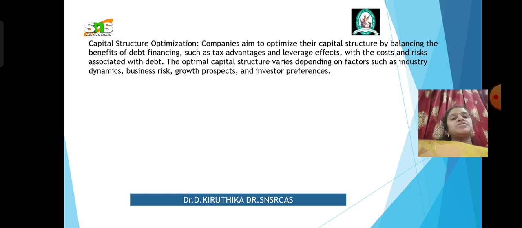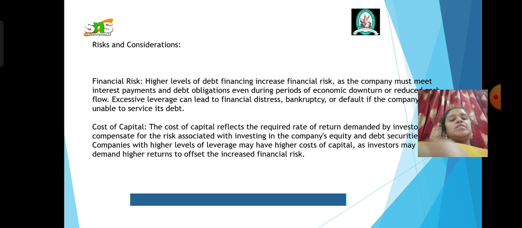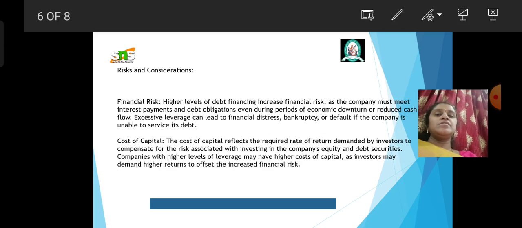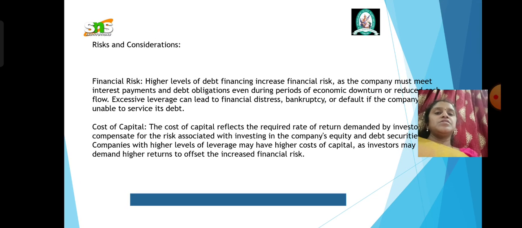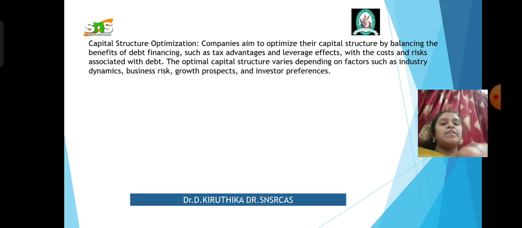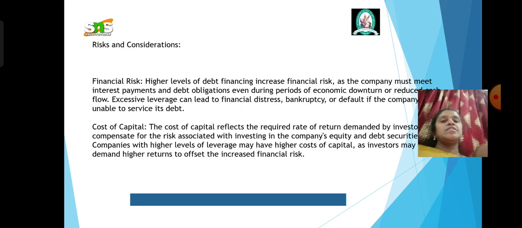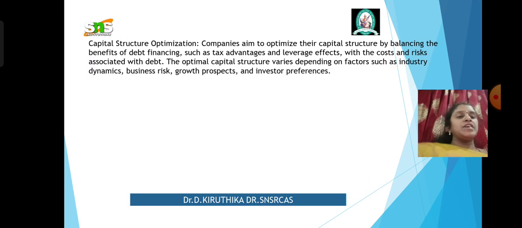And then capital structure optimization. Companies aim to optimize their capital structure by balancing the benefits of debt financing, that is tax advantage and leverage effects, with the cost and risk associated with the debt. The optimal capital structure varies depending on factors such as industry dynamics, business risk, growth prospects, and investor preferences. So in this video we have discussed enough about the various risk considerations and your capital structure optimization, etc., regarding financial management.